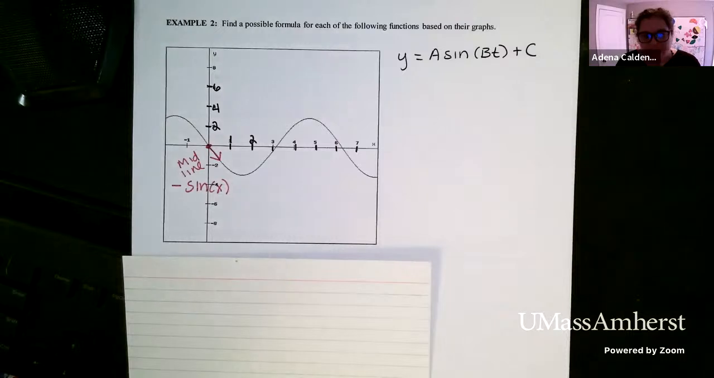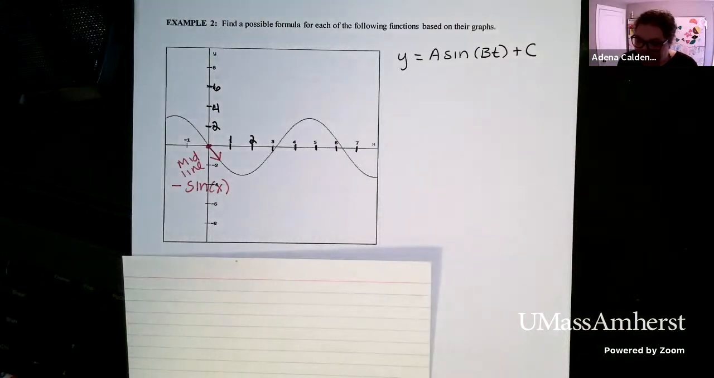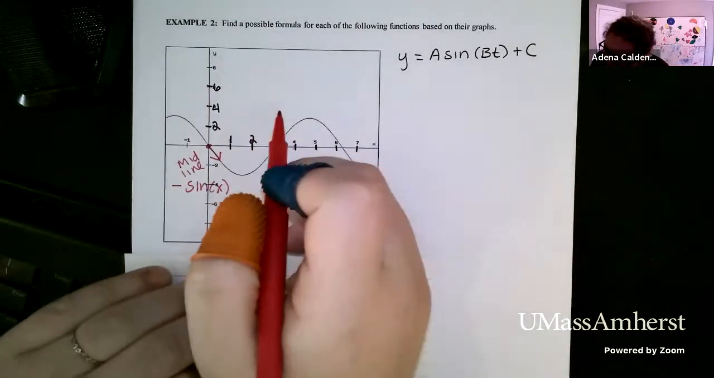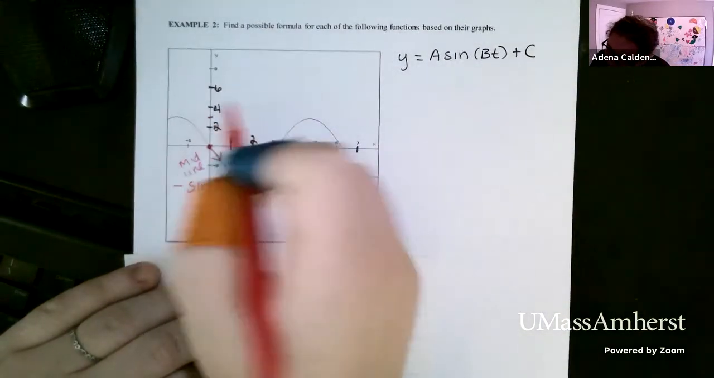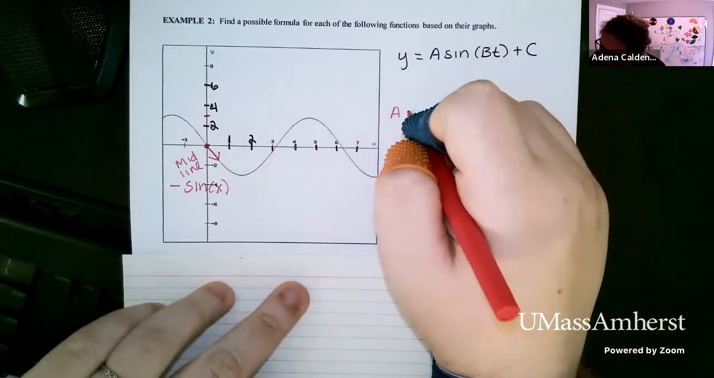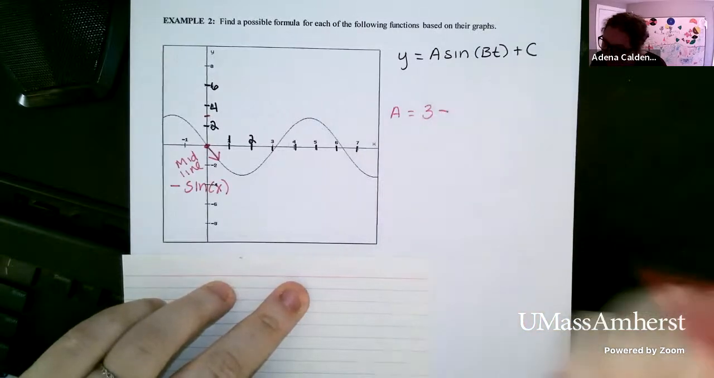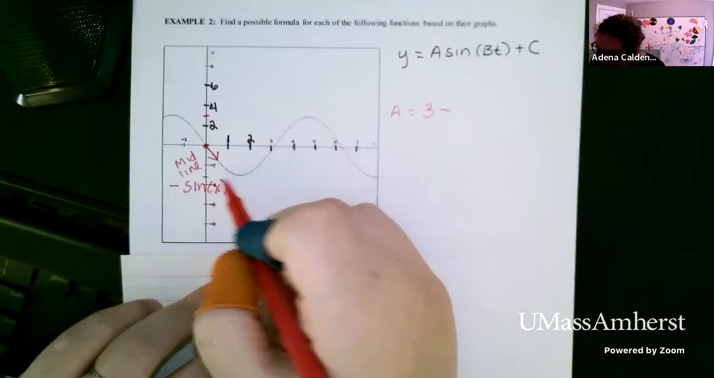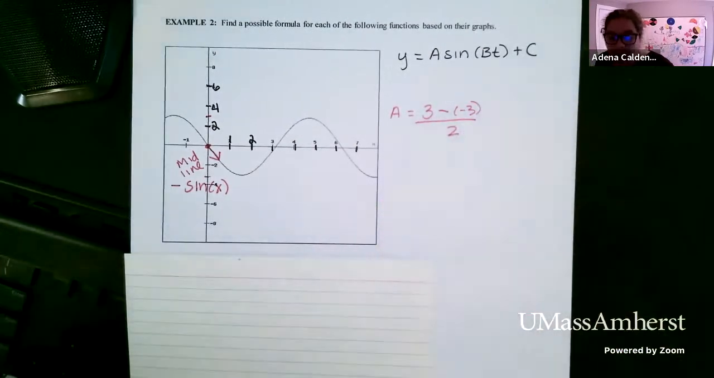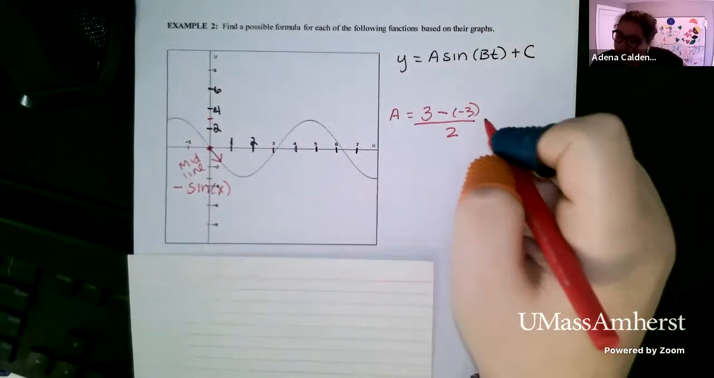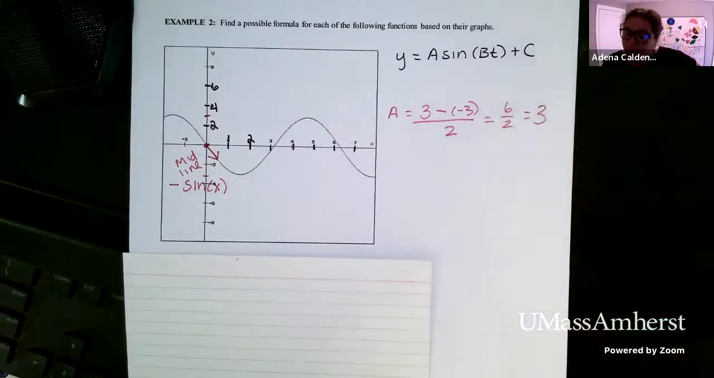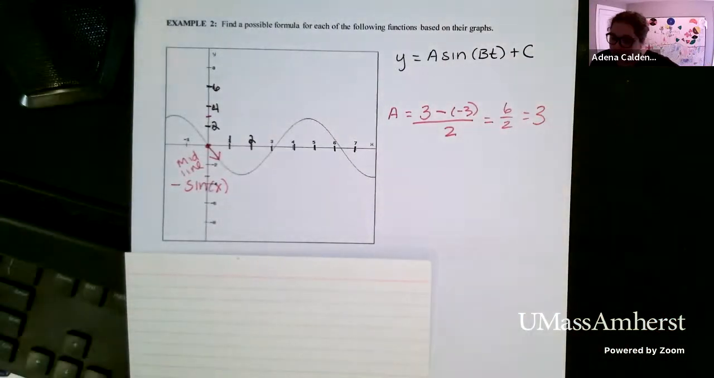So I want to find the amplitude, so I can start off by plugging in my A. For the amplitude here, I'm going to look at the maximum value, which looks like it's 3. Okay, so A for amplitude. So I have 3 minus, and now down here, this looks like -3, divided by 2. So again, be careful with your negatives. So 6 divided by 2 equals 3. So my amplitude is going to be 3.